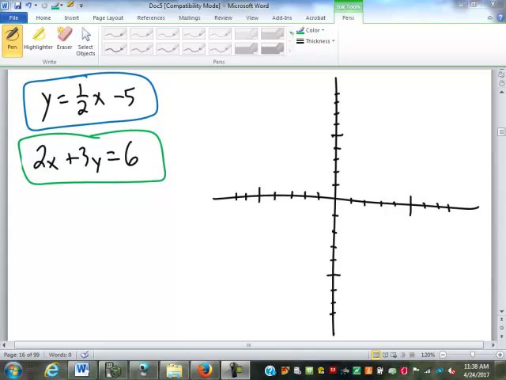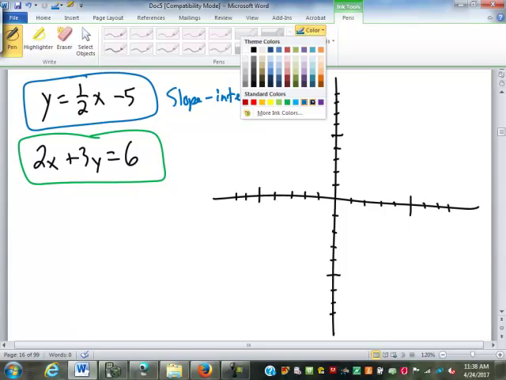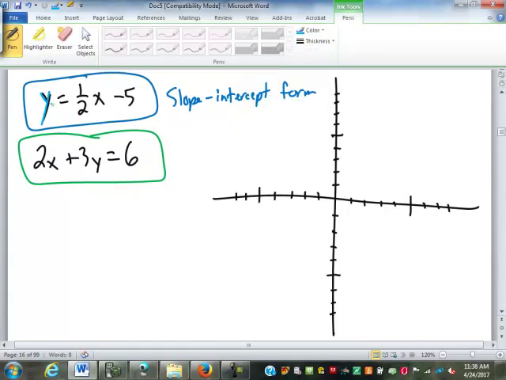We'll take a look at these first couple equations here. The top one there, surrounded in blue, is already in what we call slope-intercept form. And all that means is it's in that form, as we see here, y equals. And when it's in that form, we can read the y-intercept and the slope right out of it, as we did last week.